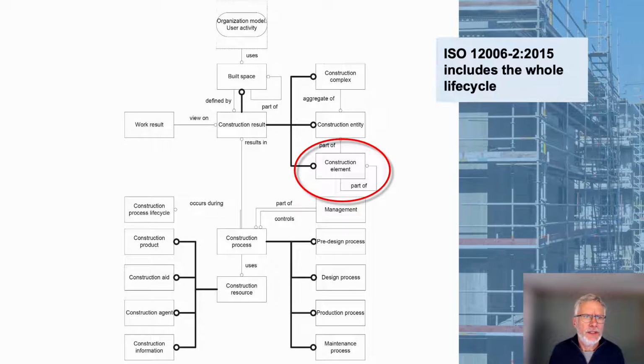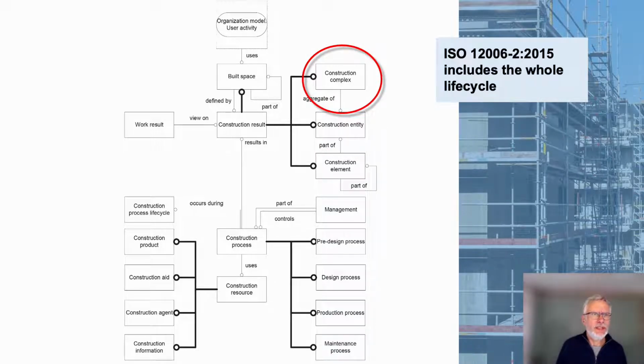And construction results, there are three basic types. The construction element, the smaller parts, the walls, the windows, the road pavements and so on. The construction entity, which could be the whole building, the whole road, the whole bridge. And construction complex, a part of a city, for instance, a housing district or an airport, a number of construction entities performing a common purpose.